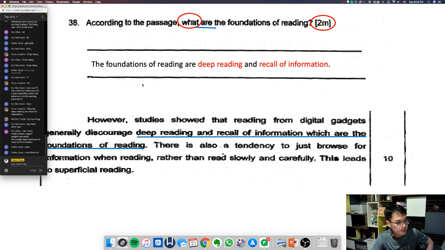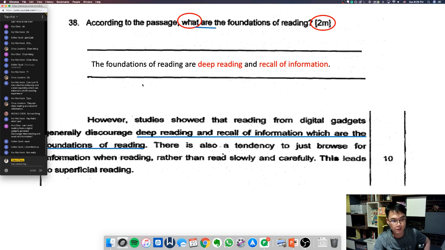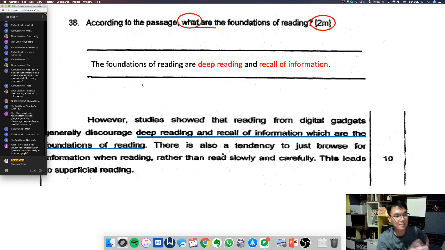Alright, let's see, Genesis. Can I write "reading from digital gadgets generally discourage deep reading"? Oh no, absolutely wrong. So what you're saying is that reading from digital gadgets discourage deep reading and recall of information. I'm not asking you what discourages deep reading and recall of information. That's not the question. You're not answering the question, Genesis. The question is, what are the foundations of reading? So does your answer answer the question, what are the foundations? No, right? Your answer doesn't.